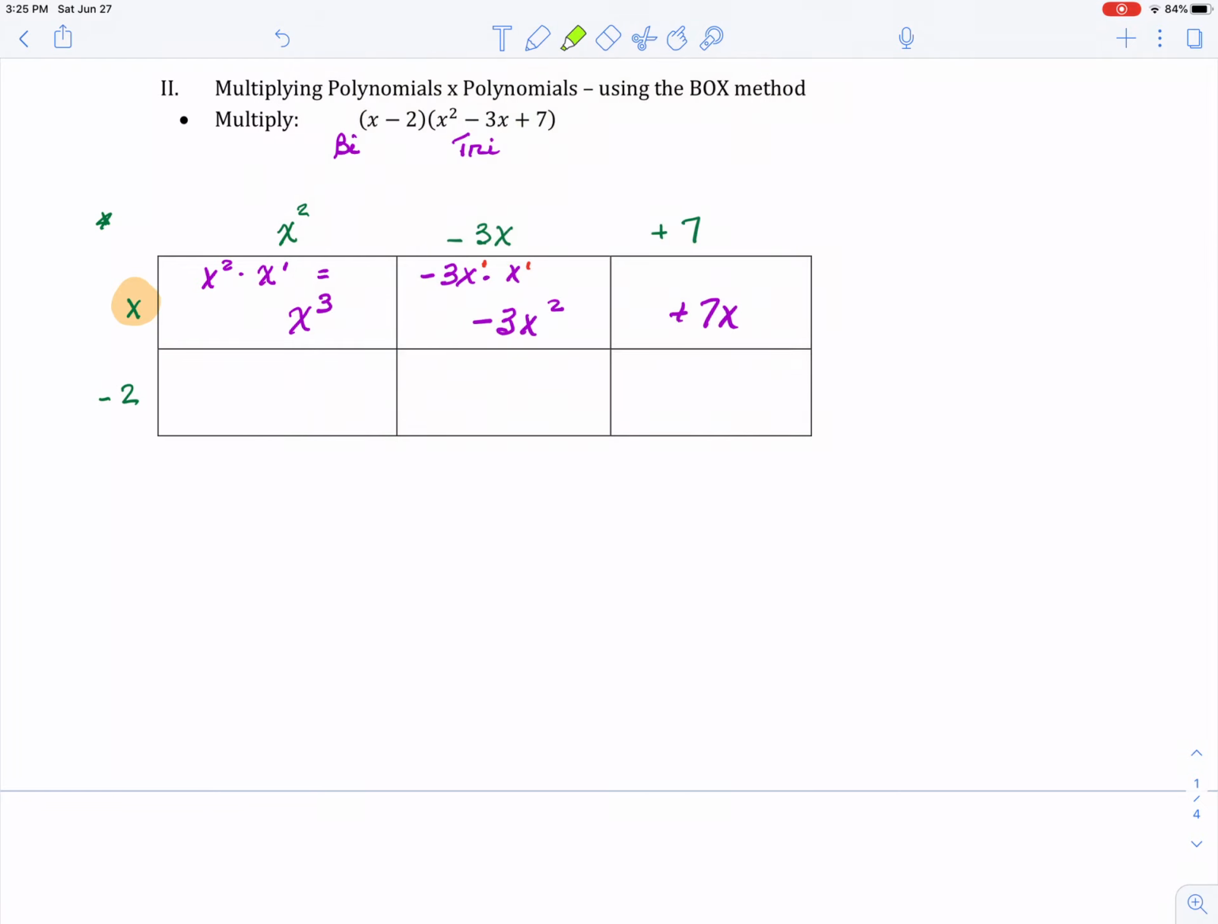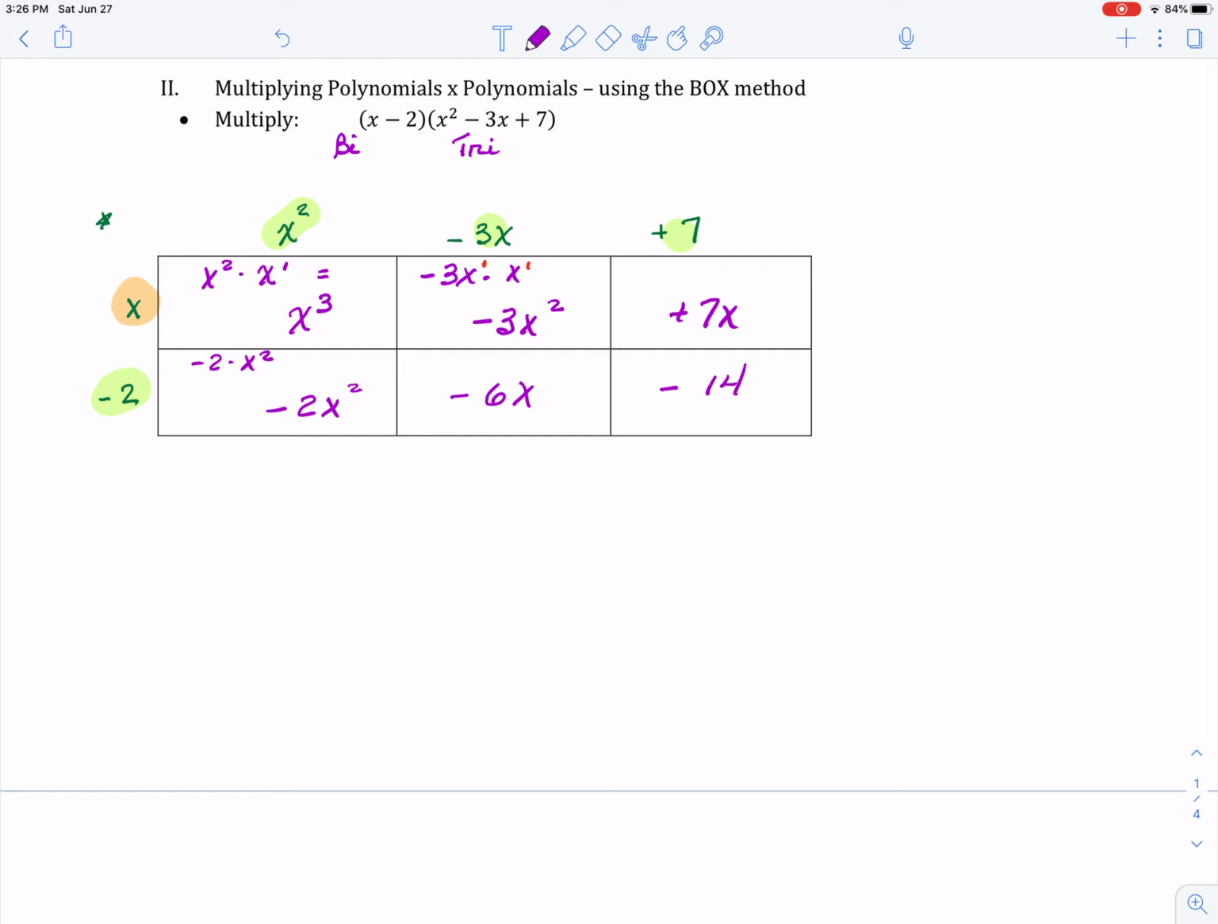So now I'm going to come down to the second row here and multiply again across the top of the box by this -2. So now I'm doing, let me highlight as I work here, -2 times x squared, which gives me -2x squared. I'm doing -2 times -3x, which is going to give me -6x. And then finally I'm doing -2 times +7, which gives me -14.